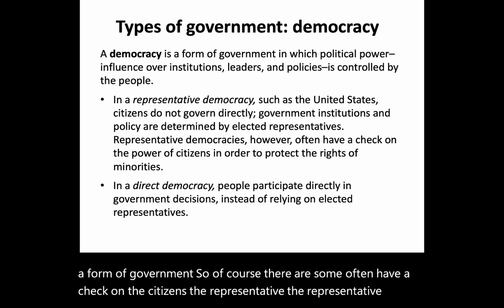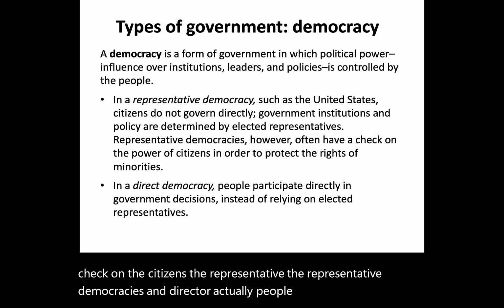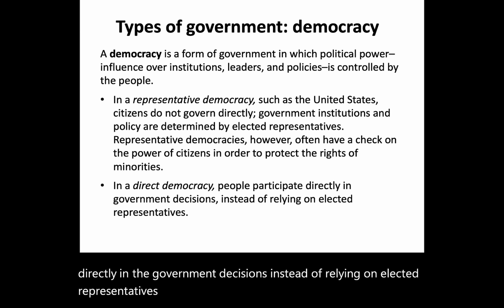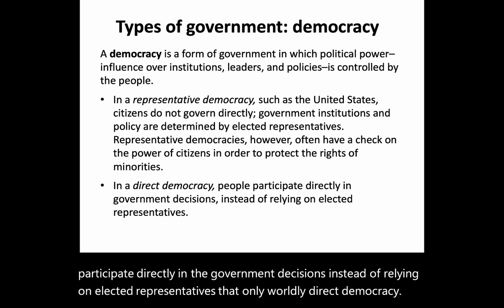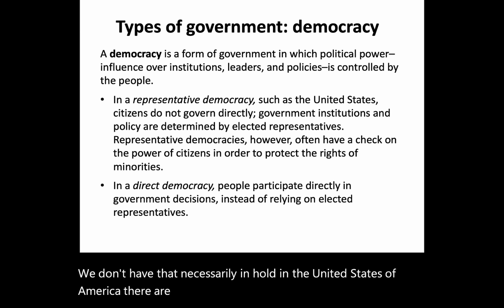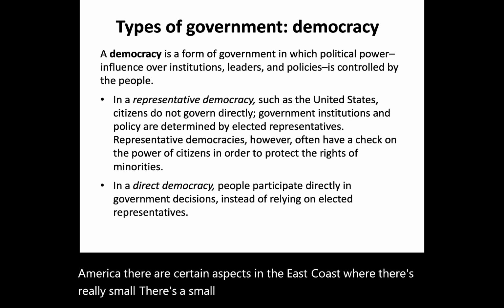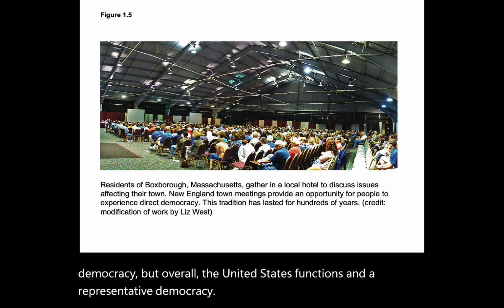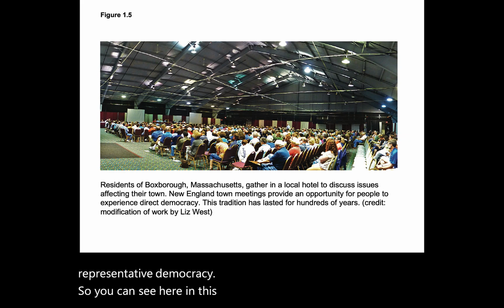In a direct democracy, people participate directly in government decisions instead of relying on elected representatives. We don't have that in whole in the United States of America. There are certain aspects on the East Coast where small towns do have direct democracy, but overall, the United States functions as a representative democracy. You can see here in this small town in Massachusetts, this is direct democracy.